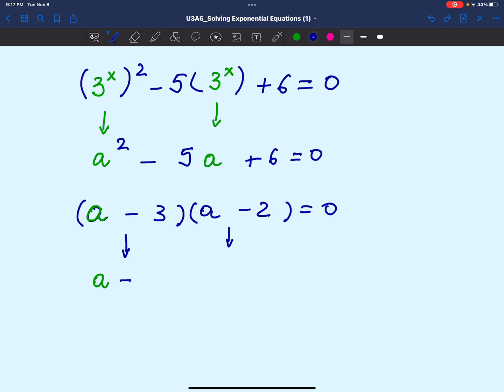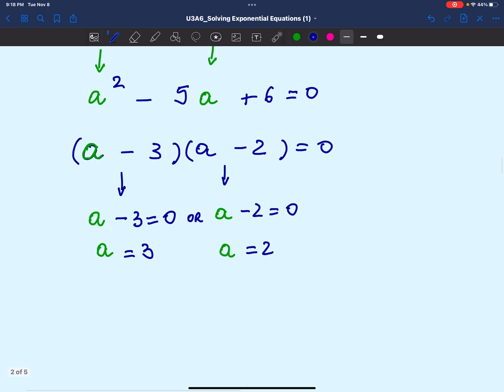So, or a minus 3 equals 0. You get the idea. So that means a equals 3. Or a minus 2 equals 0, where you get a equal to 2.